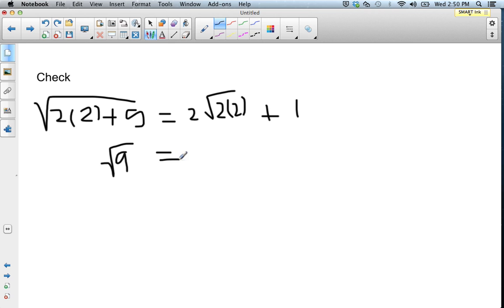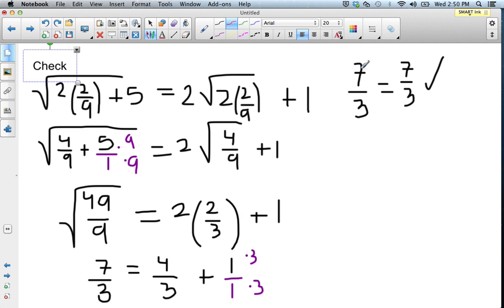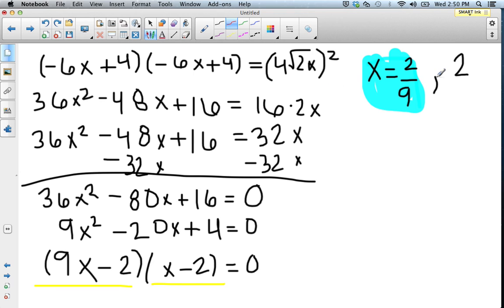And then here we get 2 times 2 is 4, and the square root of 4 is 2, so this is 2 times 2 plus 1. And the square root of 9 is 3. Remember, it's the principal root, so we just write the positive one. And then 2 times 2 is 4, plus 1 is 5. So this is not true. So this is an extraneous solution here. So our only solution is x equals 2 over 9.